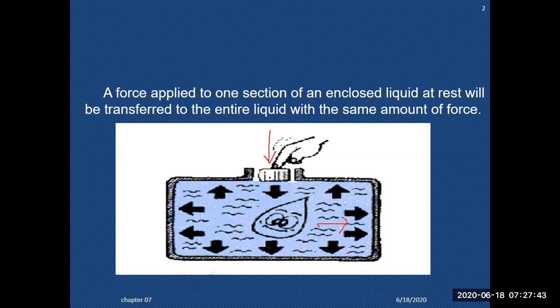Here, down, sideways, on every side, the liquid pressure is transmitted. So this is Pascal's law: whenever we apply a force to a liquid at rest, this pressure is exerted equally in all directions.